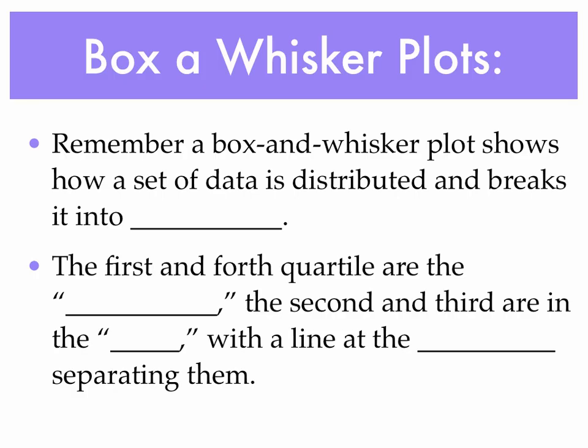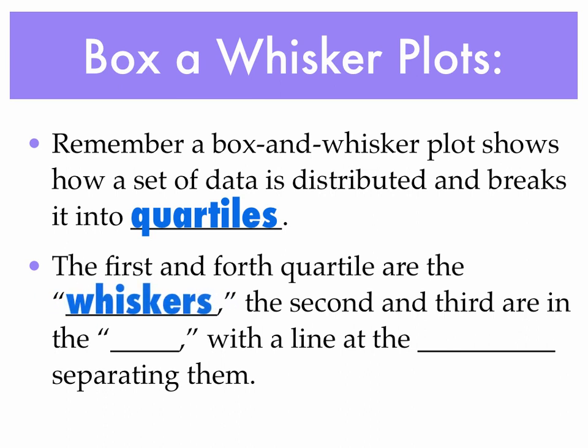Box and whisker plots. Remember, a box and whisker plot shows how a set of data is distributed and breaks it into quartiles, or four pieces. The first and fourth quartiles are going to be your whiskers, and the second and third are in the box with a line at the median separating them. I have a diagram of a box and whisker plot here on the next slide.